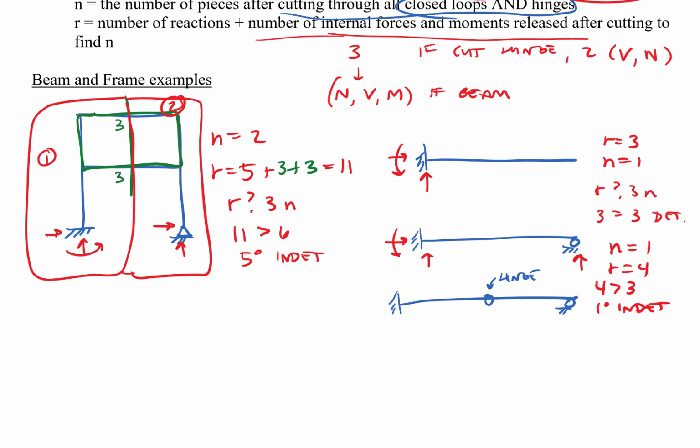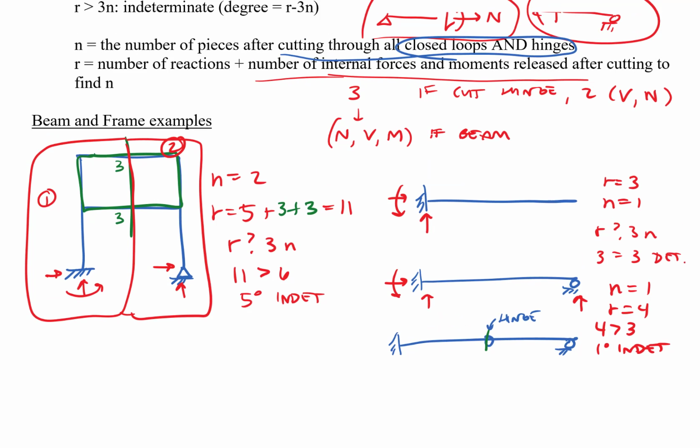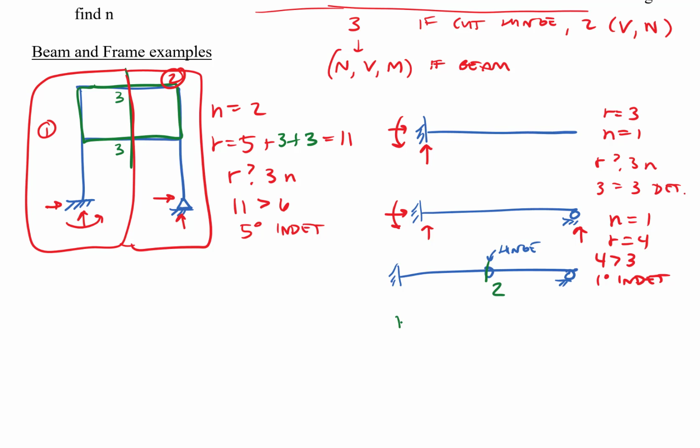If I then take this structure and add a hinge, now I've got to make a cut. And when I cut here, I release 2 internal forces. So n is now 2, R is still 4, and I've released 2 internal forces. This 2 is because there's 2 pieces, one on either side of the hinge. Compare R to 3n, this is now back to a determinate structure.